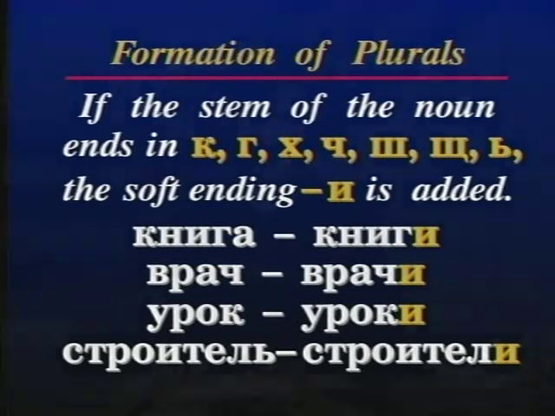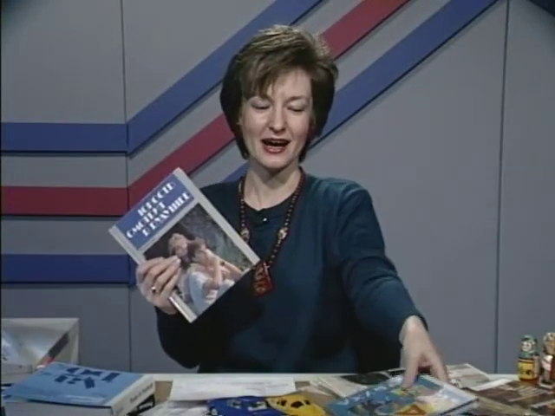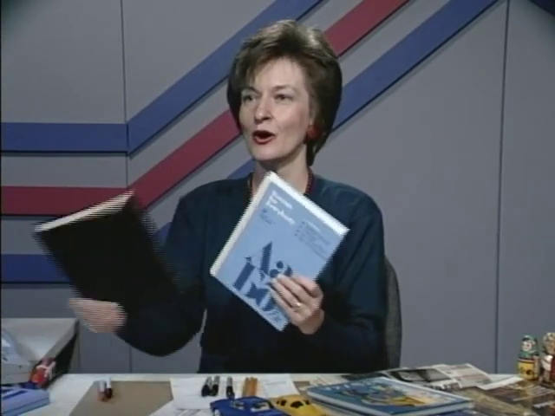Ну, хорошо. Итак, это книга, это книги. Хорошо. Ручка. Ручки. Так. Карандаш. Карандаши. Учебник. Учебники. If the stem of a noun ends in one of those letters that you need to have in your notebooks, К, Г, Х, Ч, Ш, Щ, or the soft sign, we add the soft ending «и».